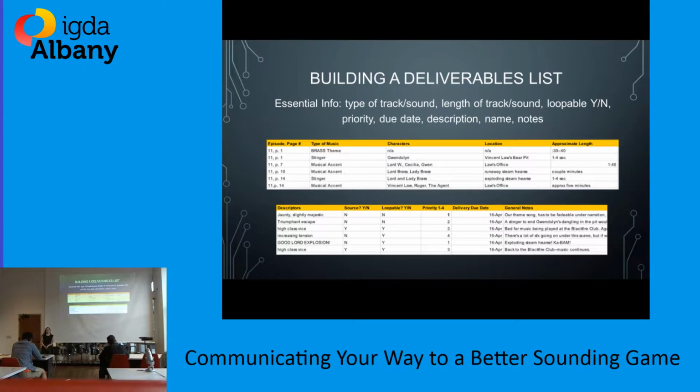Building a deliverables list. This is very important, and this is also pretty nuanced as well. So with a deliverables list, there's some basic things that you're going to want to let us know. You're going to want to let us know the type of track or sound. Is this a bed? Is it an ambience? Is it something that goes on and loops? Or is it a stinger that happens when you hit something? Is it a sound that happens when you're low on health? Is it a sound that happens at the very end of the game when you've either won or lost?